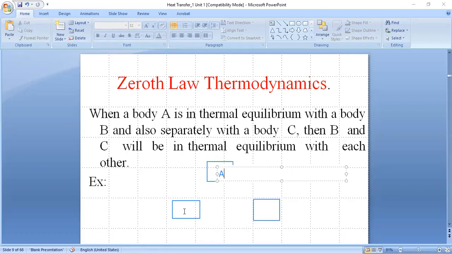This is body A, this is body B, and this is body C. Look here, how can heat be transferred here?